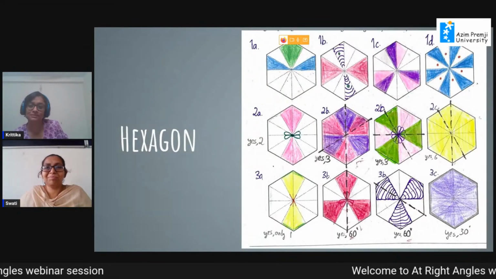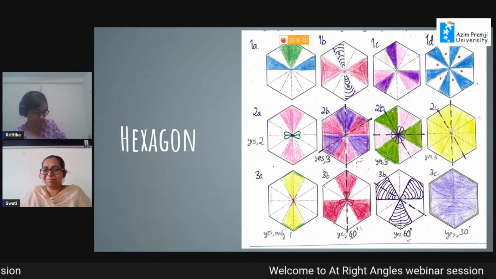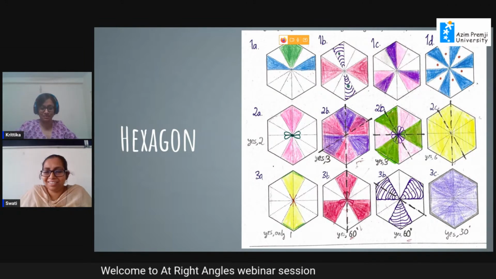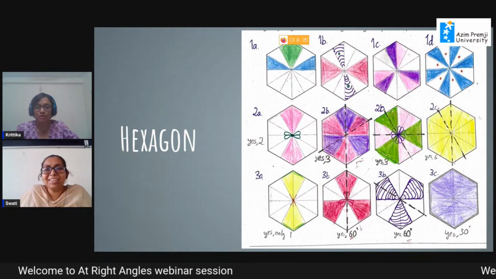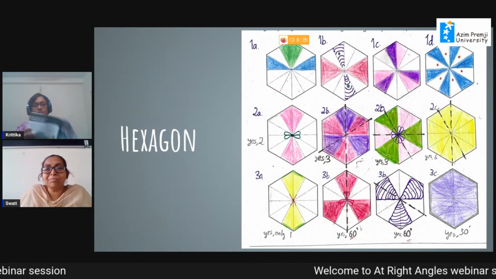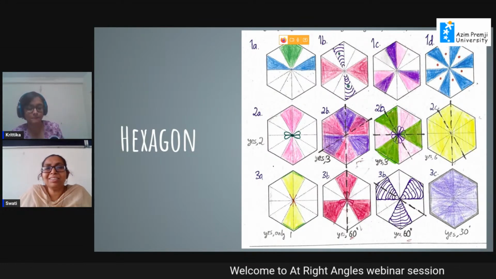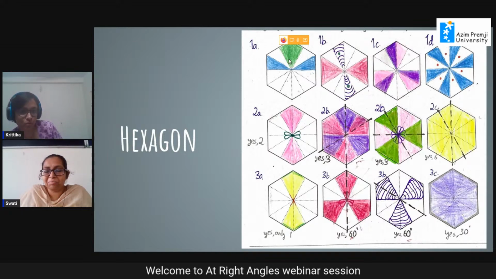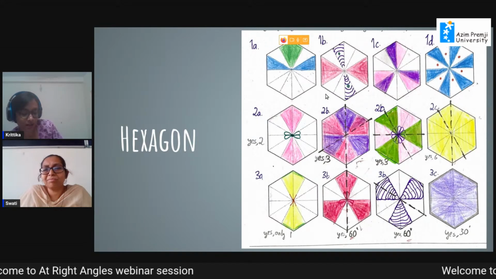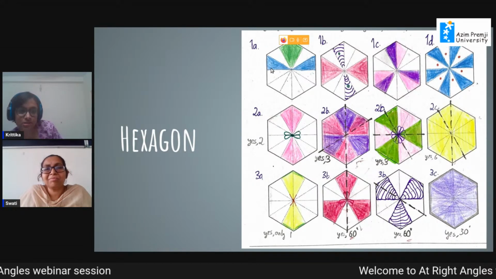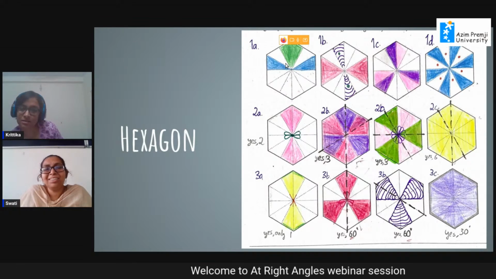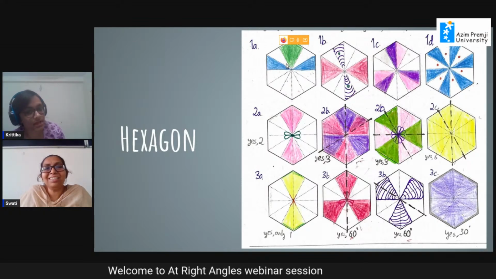Okay, this is the same girl who has done the squares. So again, shall we go on with each one? I'll read it out because the questions are not here. So 1A, again, it is a simple one: exactly one line of symmetry and no rotational symmetry for the hexagon. Now this again had a lot of answers, many different kinds of shading.